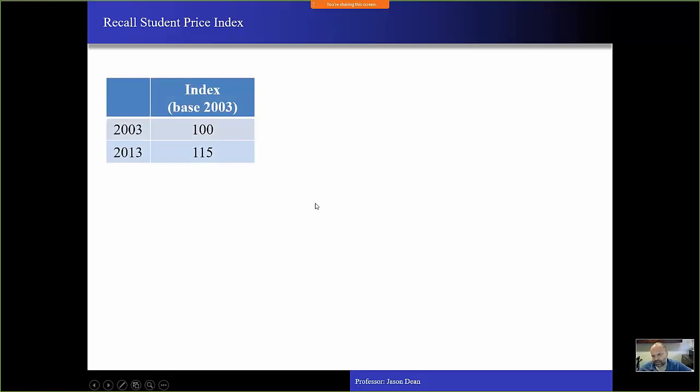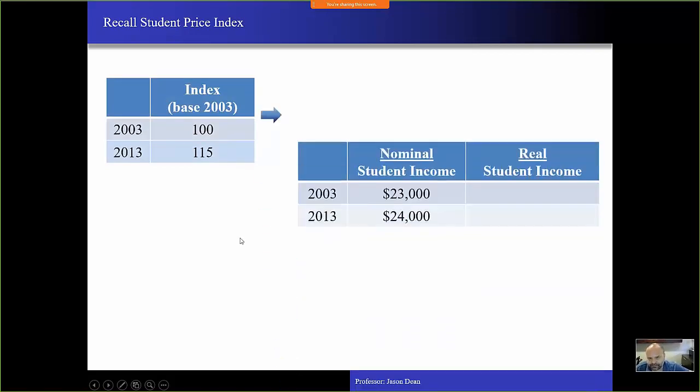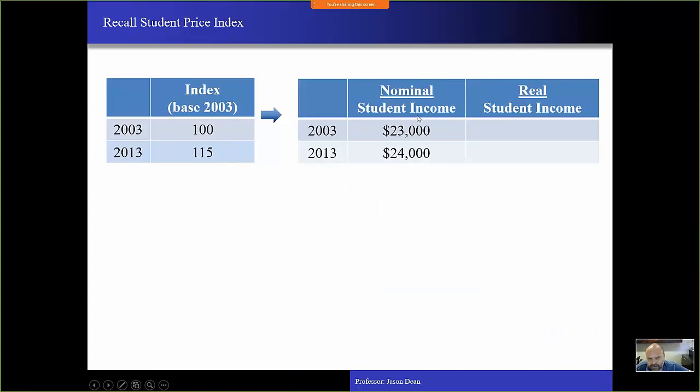Okay, so if we recall our student price index that we had before, remember we had 101.15. Now let's suppose that the nominal student income in each of these 2 years was 23,000 and 24,000 respectively. So let's look at what real student income would be. 2003 is the base year, so that's going to be the same thing. Now these numbers were from a previous version. In the newer version, I had 2009 and 2019, so these should be 2009 and 2019 to be consistent with the example before.